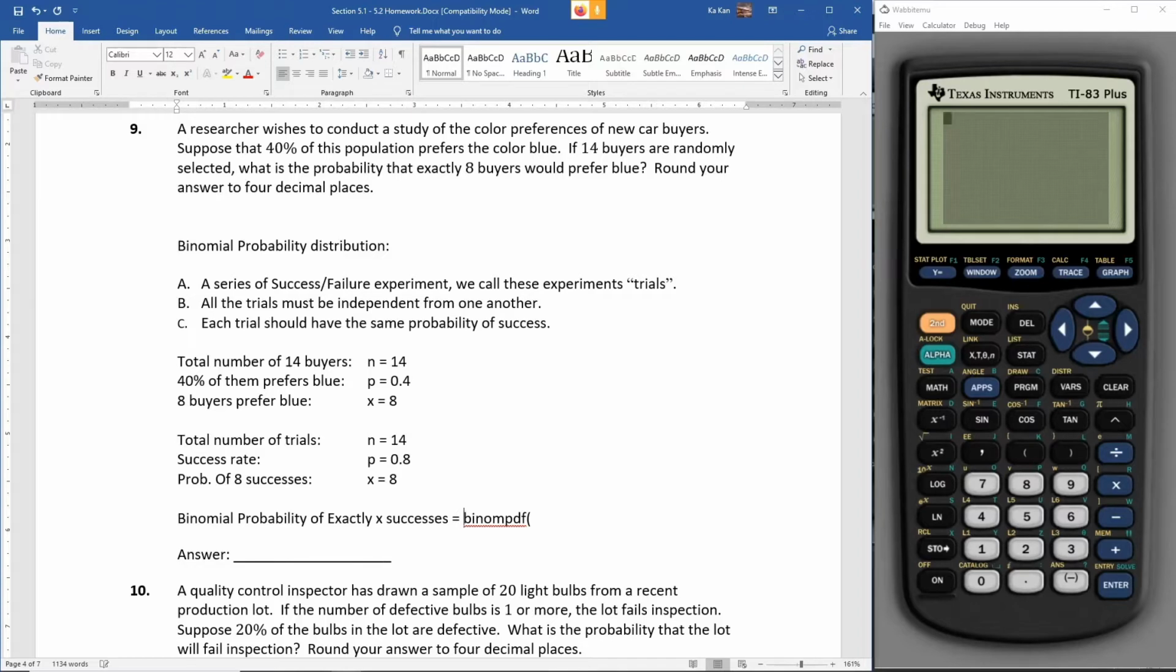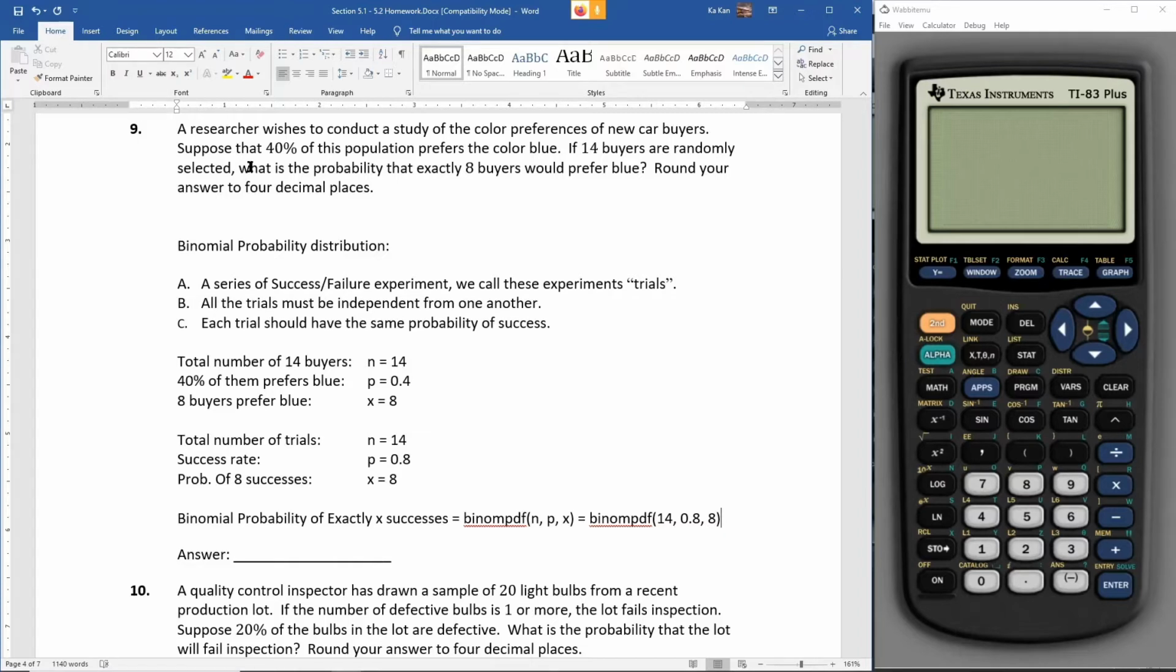And I'll explain the difference. PDF is exactly that point, right? And I will show you the other one later. And it's always N, P, X. I just remember it's like NPR, National Public Radio, but it's NPX. So in our case, it's binomial PDF, N is 14, P is 0.8, X is 8, like this.